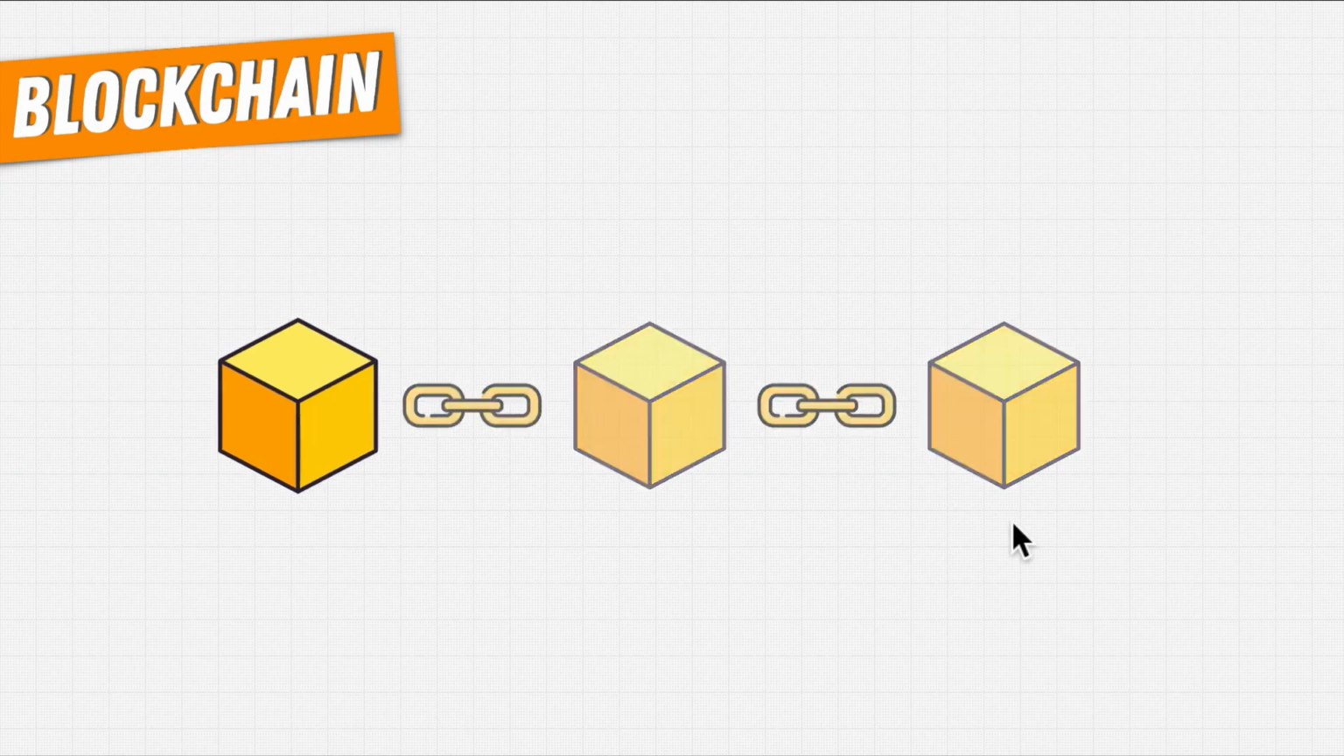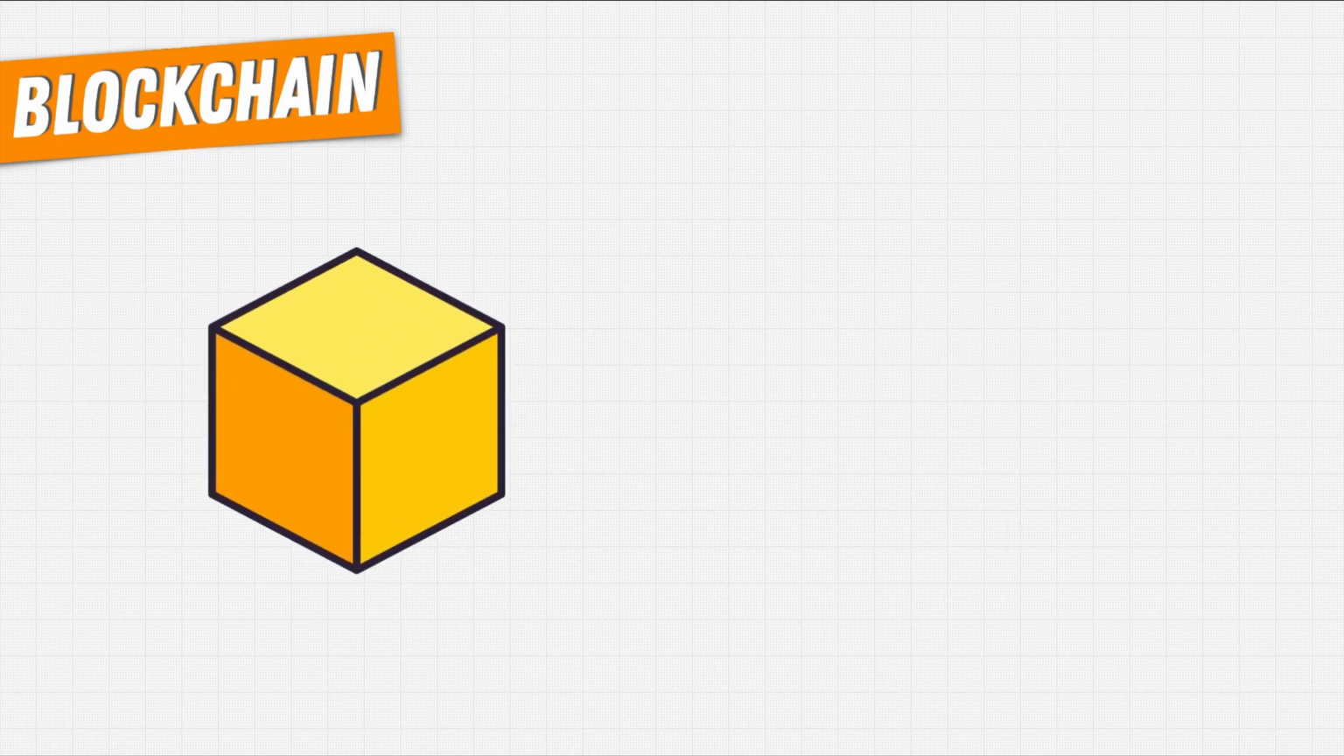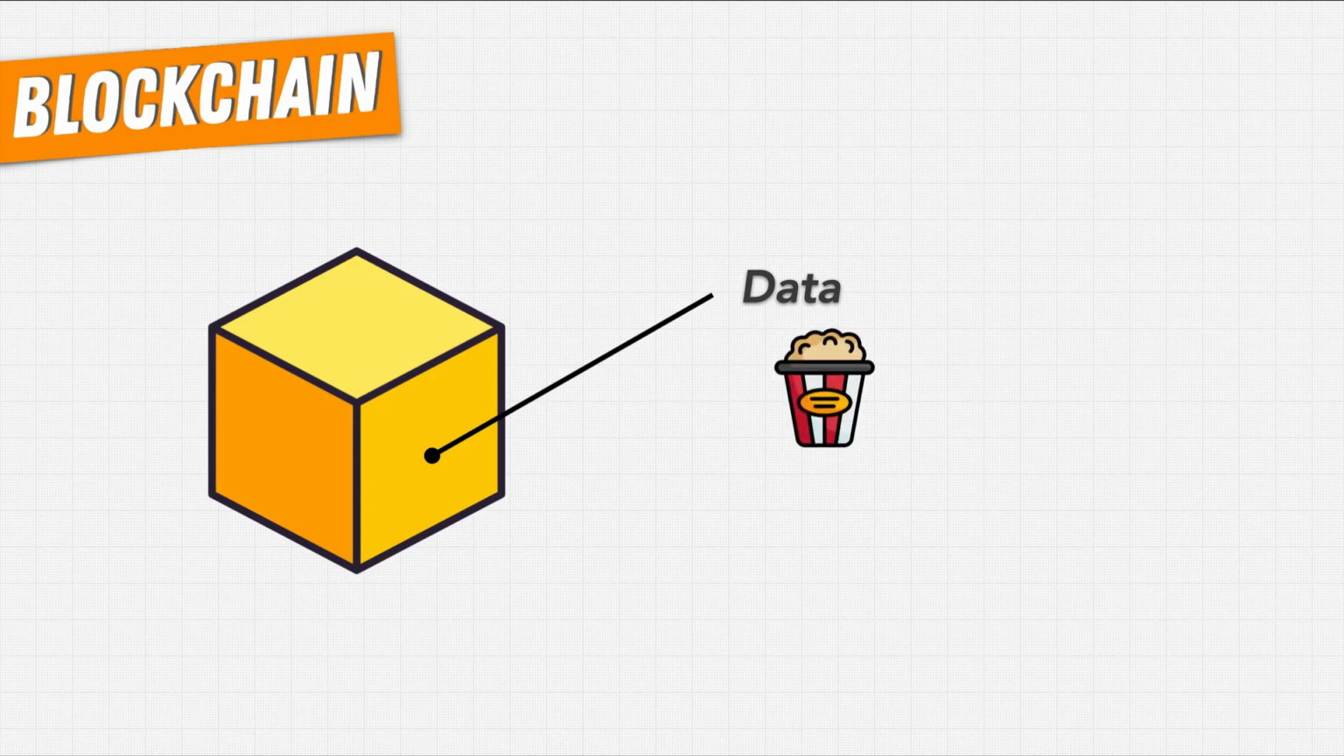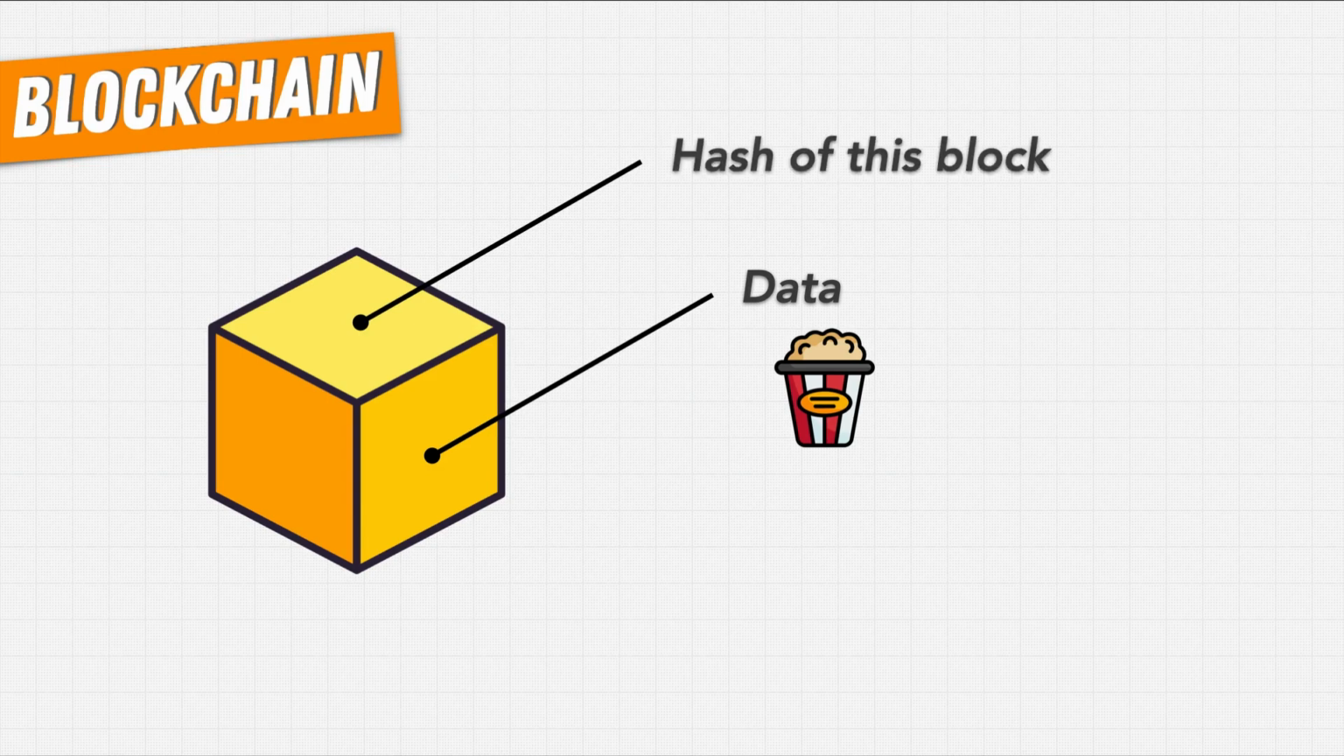Let's break it down by looking at a single block. It'll be made up of three main things. We have some data that's stored in the block. For now, let's just say it's data on popcorn. Alongside this data, we would have a hash of the current block that uniquely identifies the block and everything it contains. The hash is a string of letters and numbers that acts like a fingerprint.